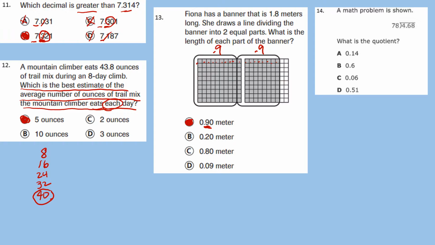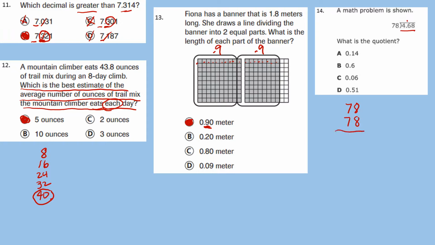Number 14. A math problem is shown. What is the quotient? So we have to do division here. So first, raise my decimal to the top. Now I need to make a multiples list of 78. All right, so I know my answer is not going to be 10. My answer is less than 10 because 78 times 10 would be 780. Okay, so I'm going to make a multiples list down here. I'm just going to count by 78 until I get to that number.